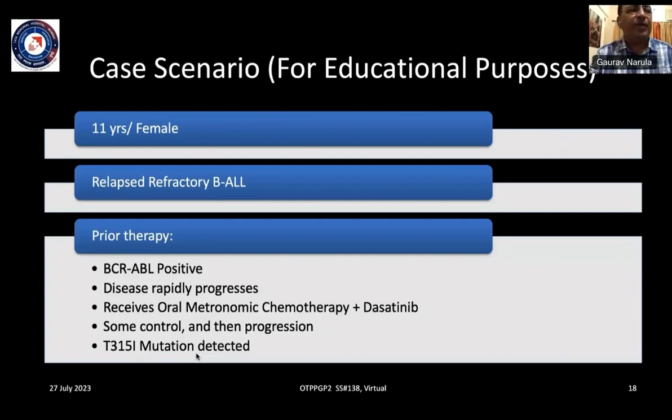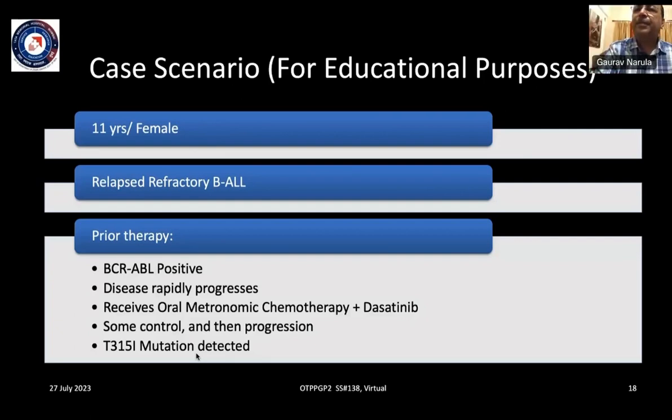What does the T315Y mutation imply? Even Shreya is there. Shreya is also there? Okay. Yeah. Right. Shreya? What is the T315Y mutation? Okay, anyone?